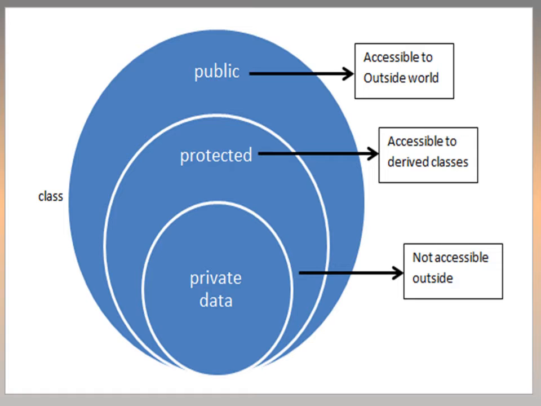If we declare the data members and member functions under the public access specifier, then these are accessible to the outside world. If we declare them under the protected access specifier, then they are accessible to derived classes. And if we declare the data members and member functions under the private access specifier, then they are not accessible outside of the class. So now we are going to see in detail what these access specifiers are.